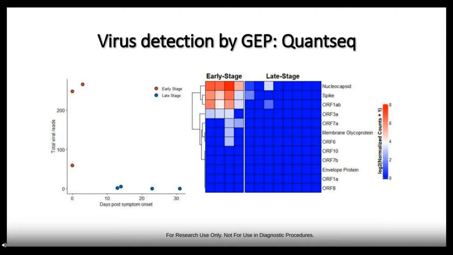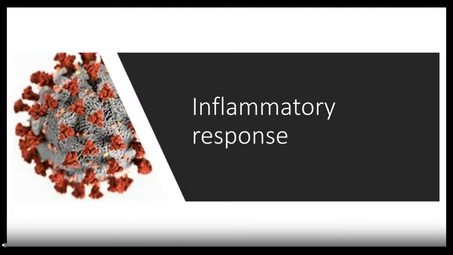Again, this highlights the fact that we only see virus in early, not late. So here we're looking at the quant-seq gene expression data. This is bulk sequencing data. You can see we pick up multiple virus transcripts, particularly nucleocapsid, spike and ORF1AB, in early stage cases, but not in late stage.